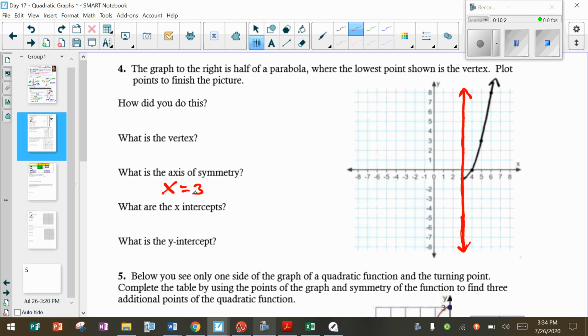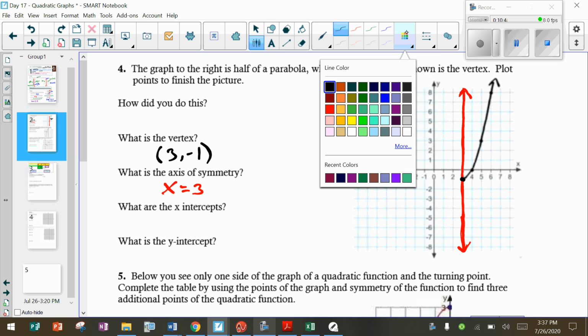Our vertex is where the axis of symmetry and the parabola graph meet. So that is our point 3, -1. So now pause it and you can graph the rest of the parabola.